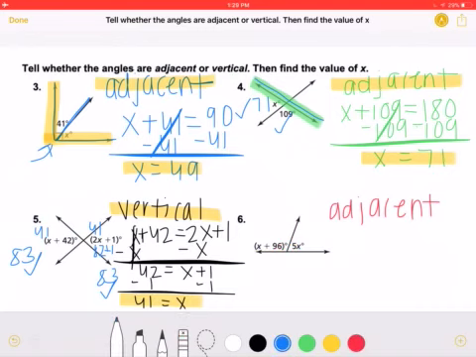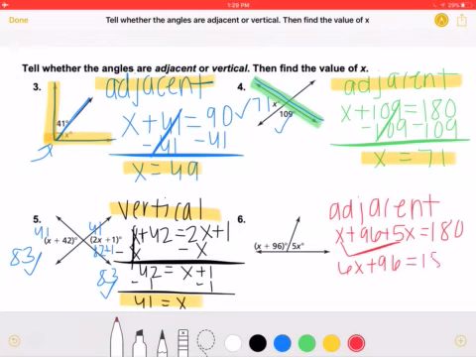So that's what I'm going to do. I'm going to set up my equation. X plus 96 plus 5X all has to equal 180. Let me combine my like terms. I get 6X plus 96 equals 180. Now you're just solving for X. It's like your equations. Let's get rid of our addition or subtraction first. So subtract 96 from both sides. 180 minus 96 gives me 84.